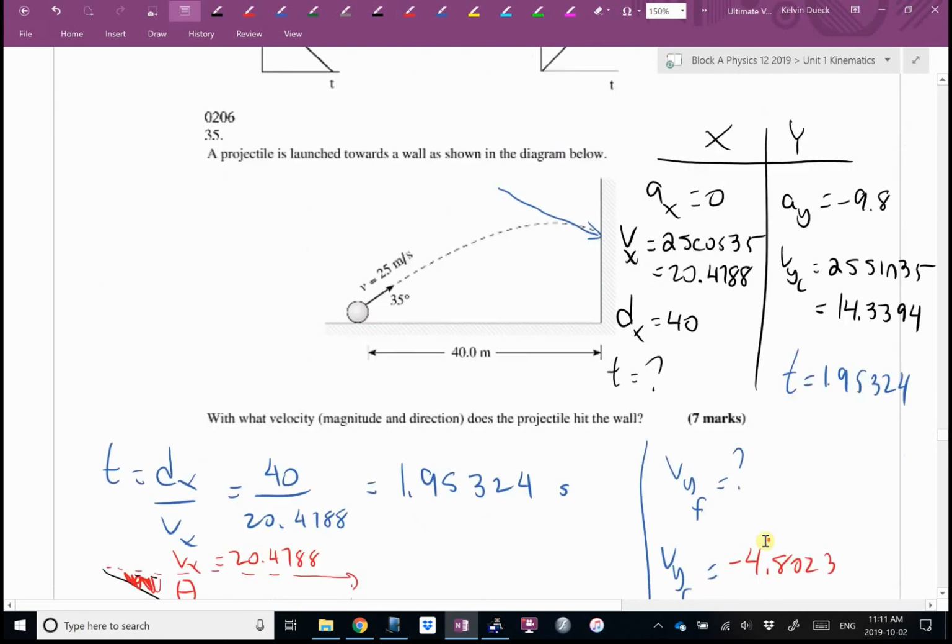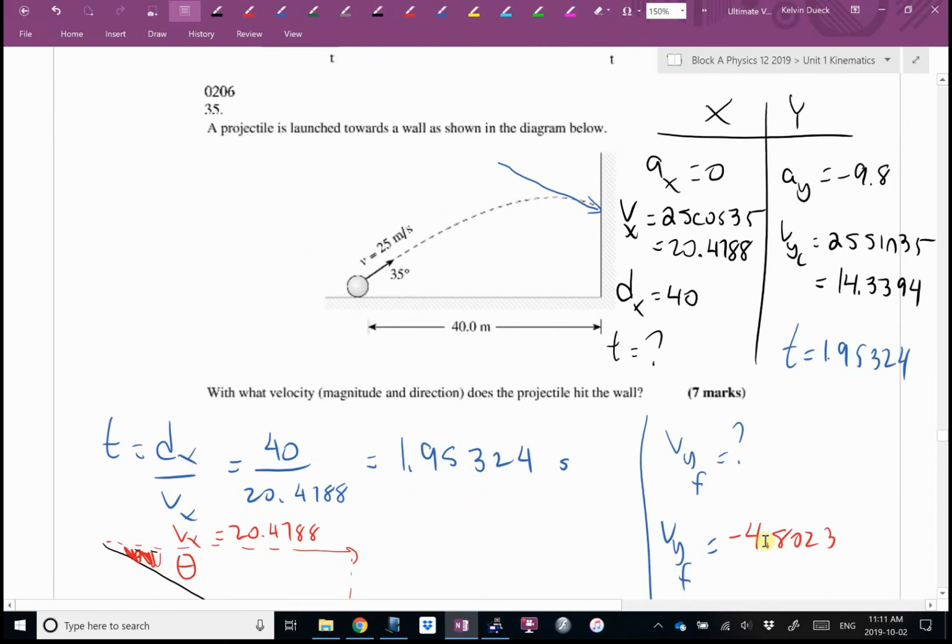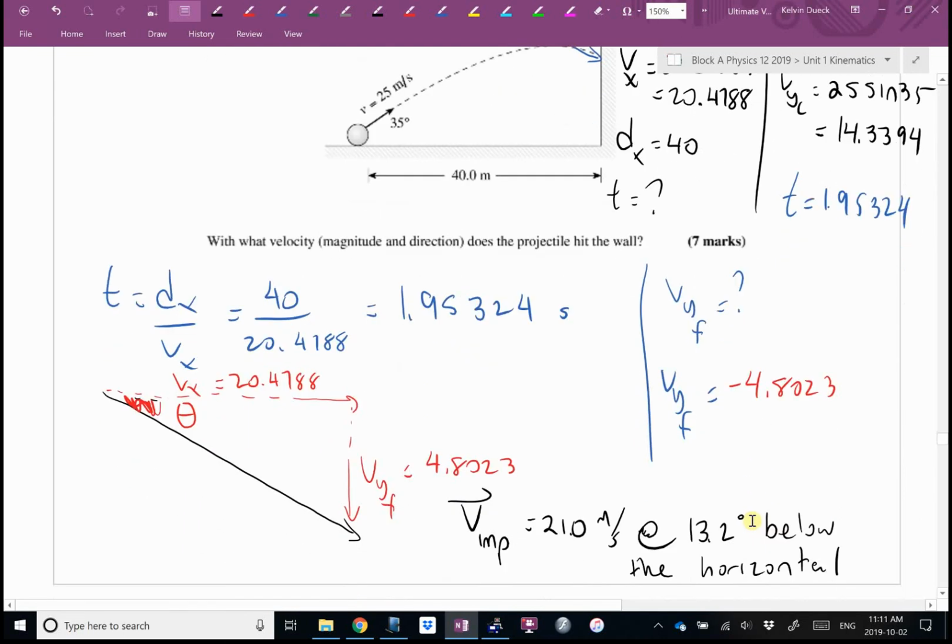This was question number 35. The answers are on the very last page of the review. Did I do it right? Is number 35 21.0 meters per second at 13 degrees below the horizontal, or did I make a typo? All right, we're right? Okay.